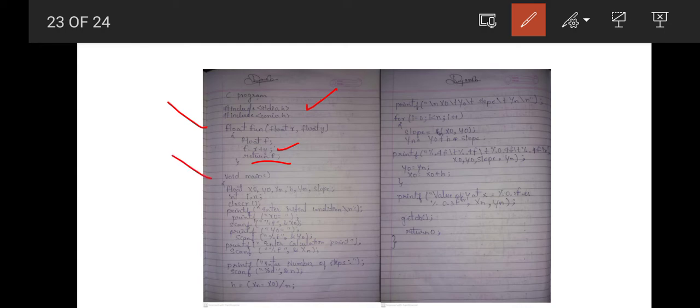Then next comes the main function. In the main function we declare x0 and y0 as our initial conditions and xn, for which we have to calculate the value of yn. Then we declare a slope variable which will store the value of the fun function. First we enter our initial conditions x0 and y0. Then we enter the point for which we have to calculate yn, so we enter xn. Then we define the number of steps, this is our step count.